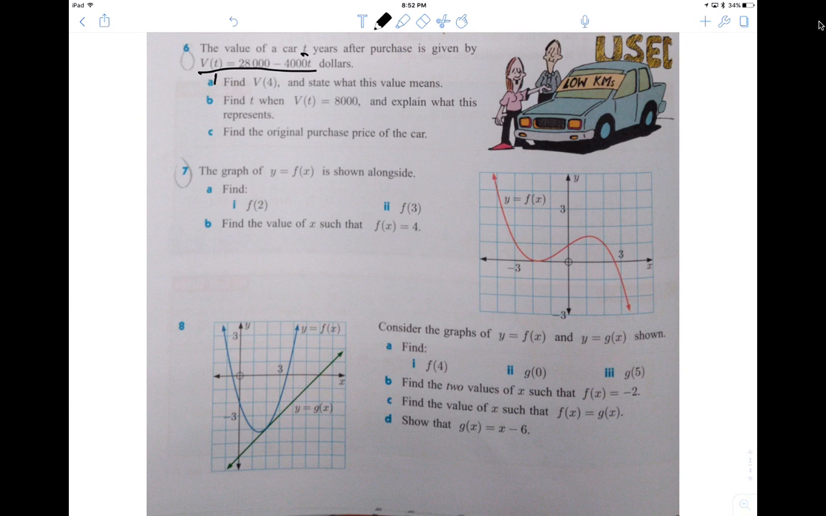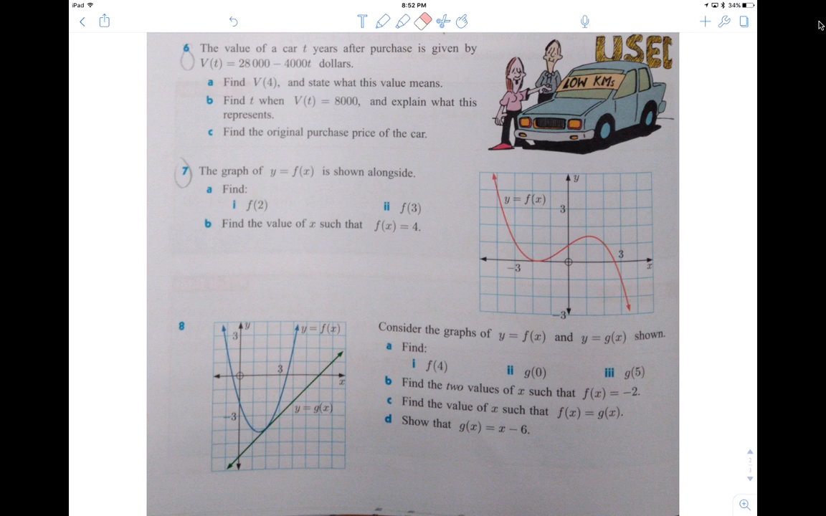This is a function, v of t. So we want to find v of 4. So wherever there's the t, we replace the t with a 4, just like we had done above. And you should get a number, which is the value of the car after that many years.